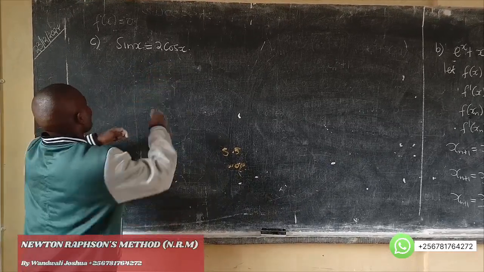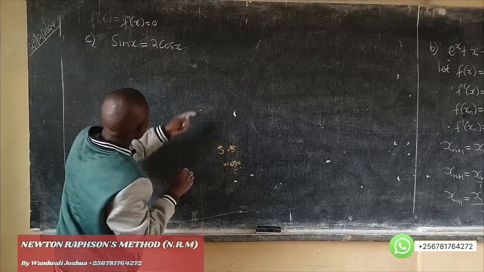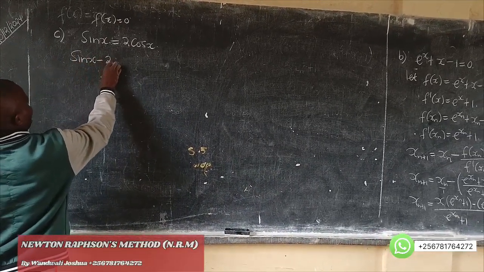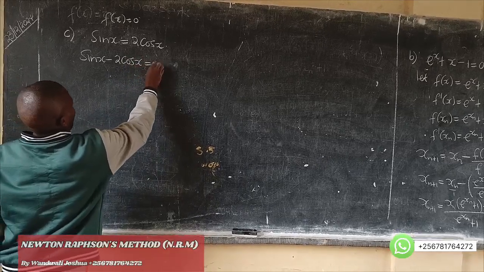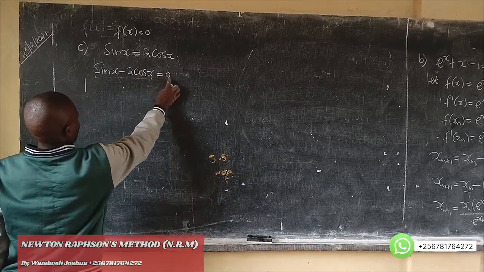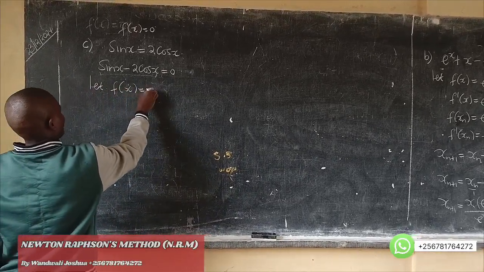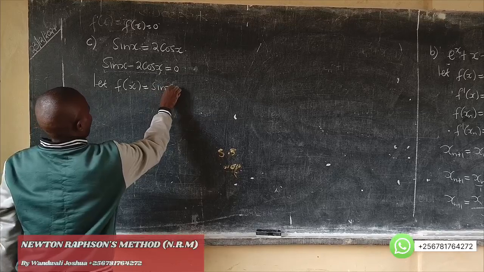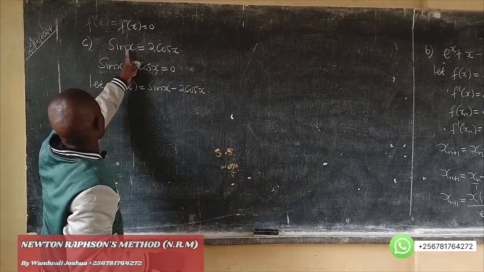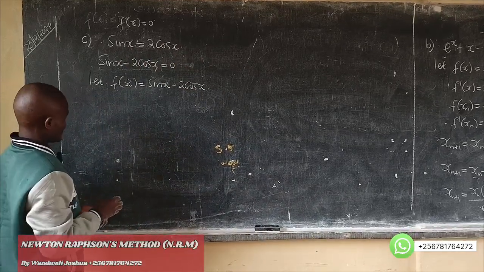So in the first place, to put this in the form f of x equals 0, we can bring this here. So we have sine of x minus 2 cos of x equals 0. So this is now f of x equals 0. Now we can say let f of x be equivalent to sine of x minus 2 cos of x. Even if you came with this one and then you put this side, still it is okay.